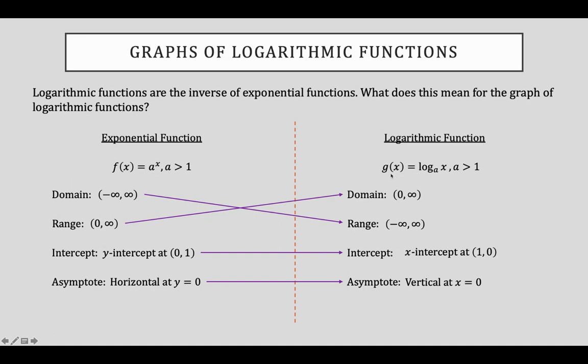All right, so given some logarithmic function g of x is equal to log base a of x, where a is greater than 1, the domain is going to be 0 to infinity. The range is going to be negative infinity to positive infinity. And the range of any logarithmic function, doesn't matter how we shift it, reflect it, scale it, is always going to be all real numbers. Our x-intercept for our logarithmic function log base a of x is going to be at 1, 0, and we have a vertical asymptote at x equals 0.